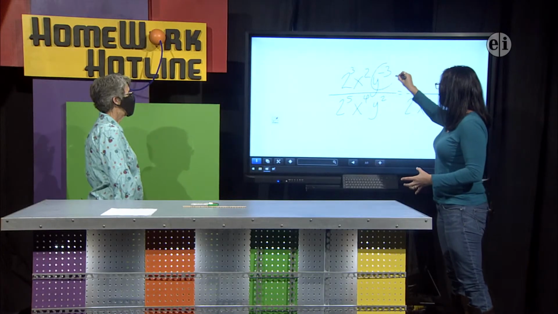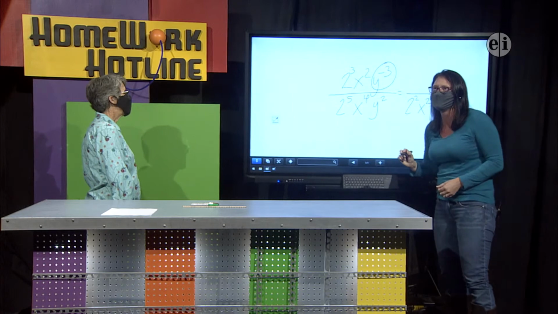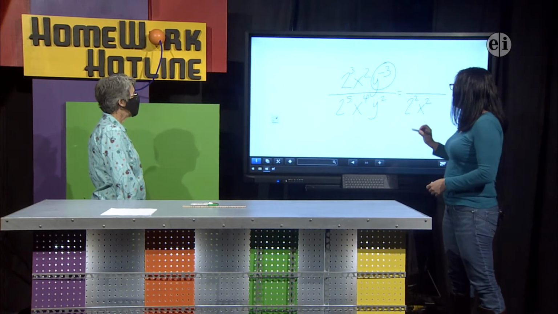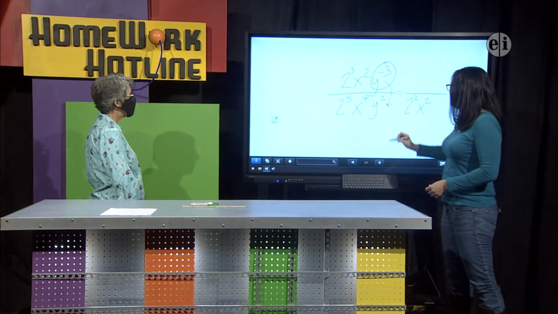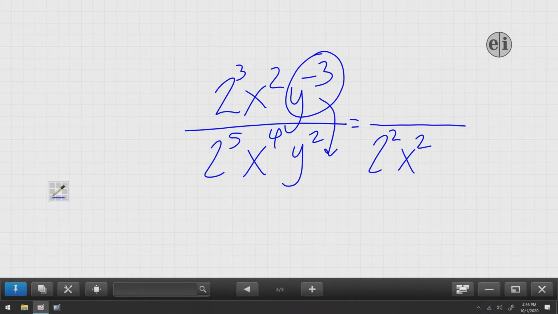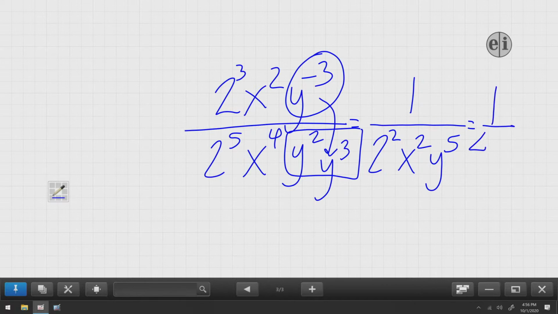Uh-oh, what do I do with this? Oh, geez. Oh, wait, it's like -1. So I flip it. Reciprocal, yeah. So there's a y on the top. So you move all 3 to the denominator because it's the reciprocal. Oh, so now you have 5 on the bottom. Okay. And then everything else cancels, right? So then my answer is 1 over 4x squared y to the 5th.